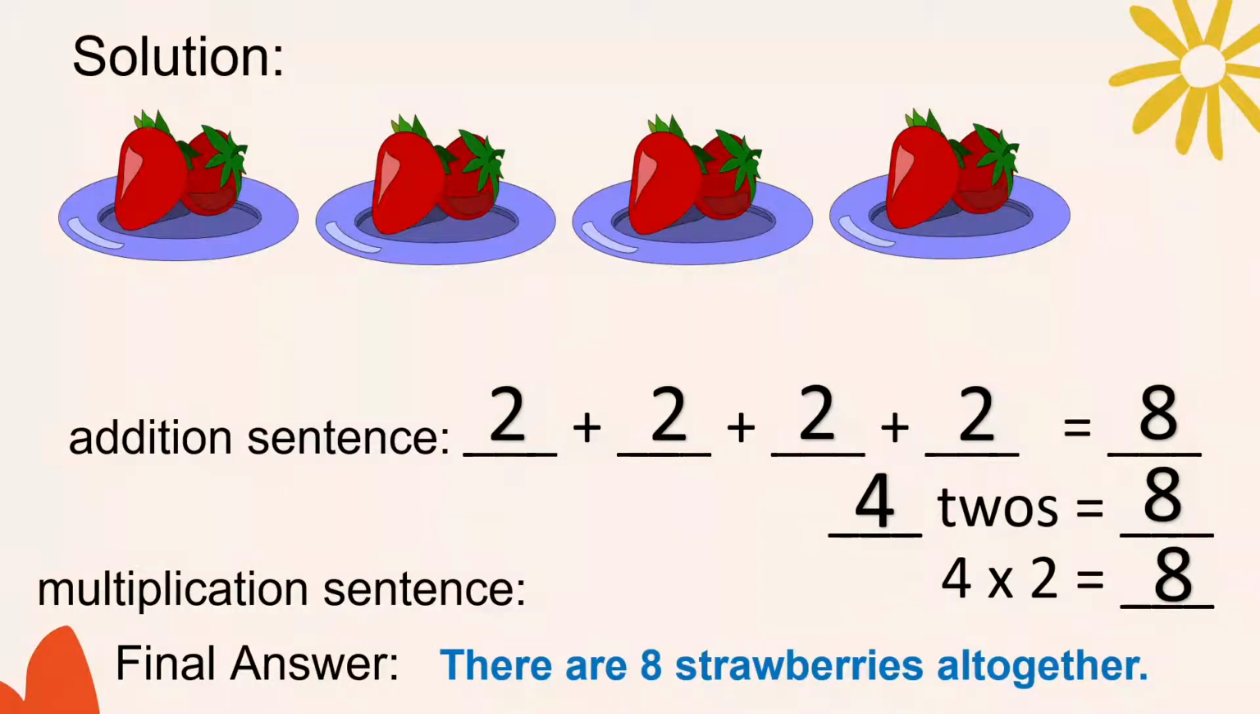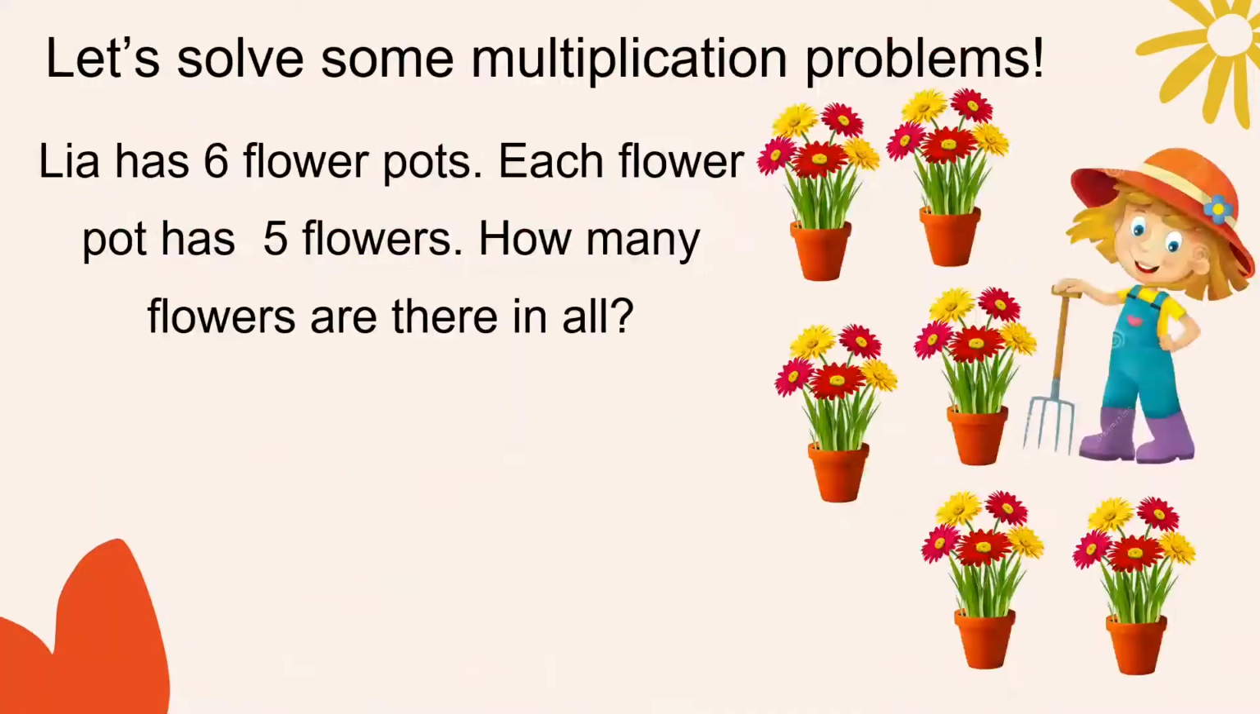Alright, children, now I think you can solve this multiplication problem. Let's have the first one. Leah has 6 flower pots. Each flower pot has 5 flowers. How many flowers are there in all? So think. Okay? So to complete that equation, we will write the number of pots first. How many flower pots are there? 6.